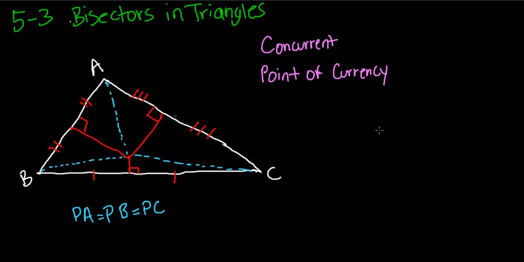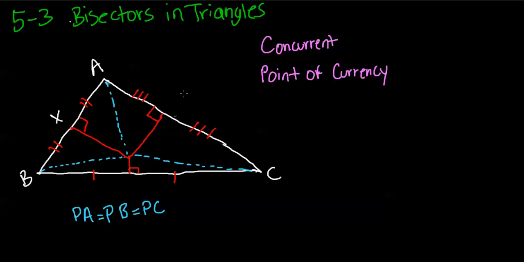In this section, we're going to be looking at bisectors in triangles. To start off with, we're going to look at two terms, concurrent and point of concurrency. When three or more lines intersect at one point, they are concurrent. The point at which they intersect is the point of concurrency.